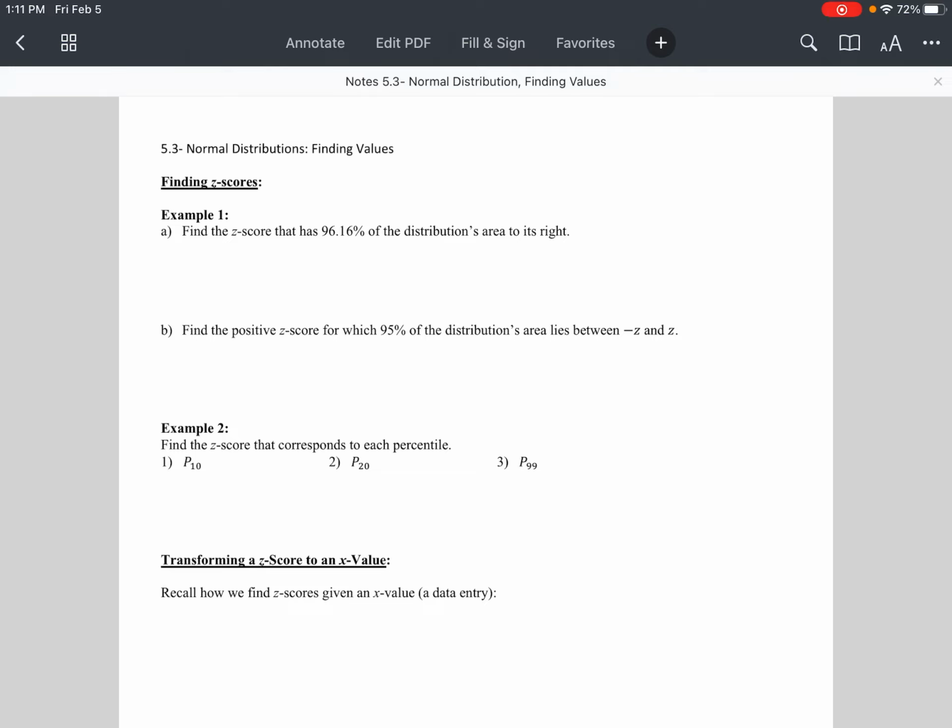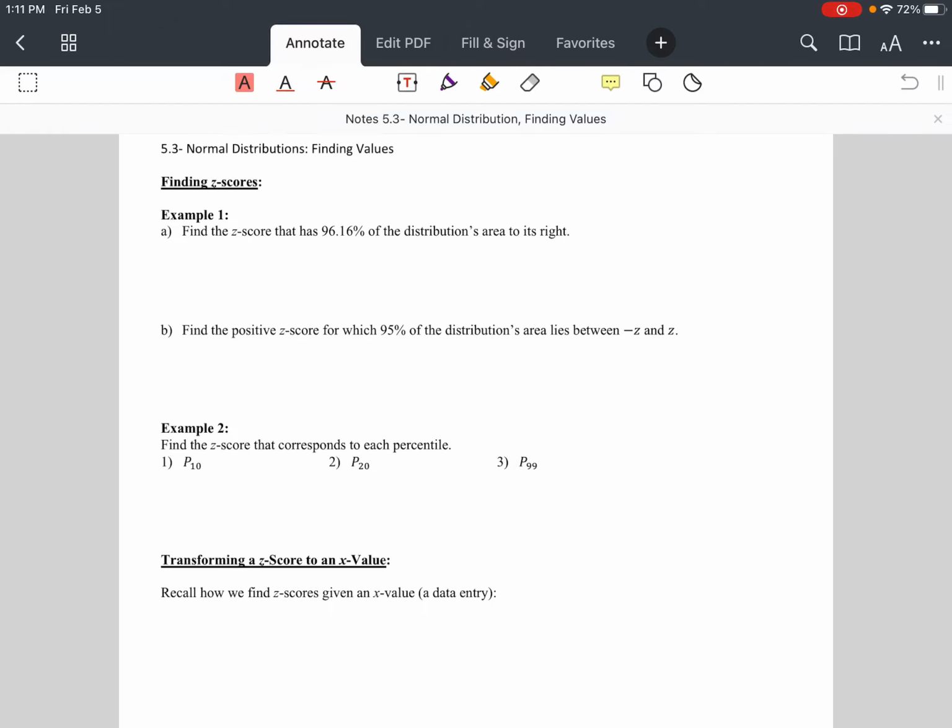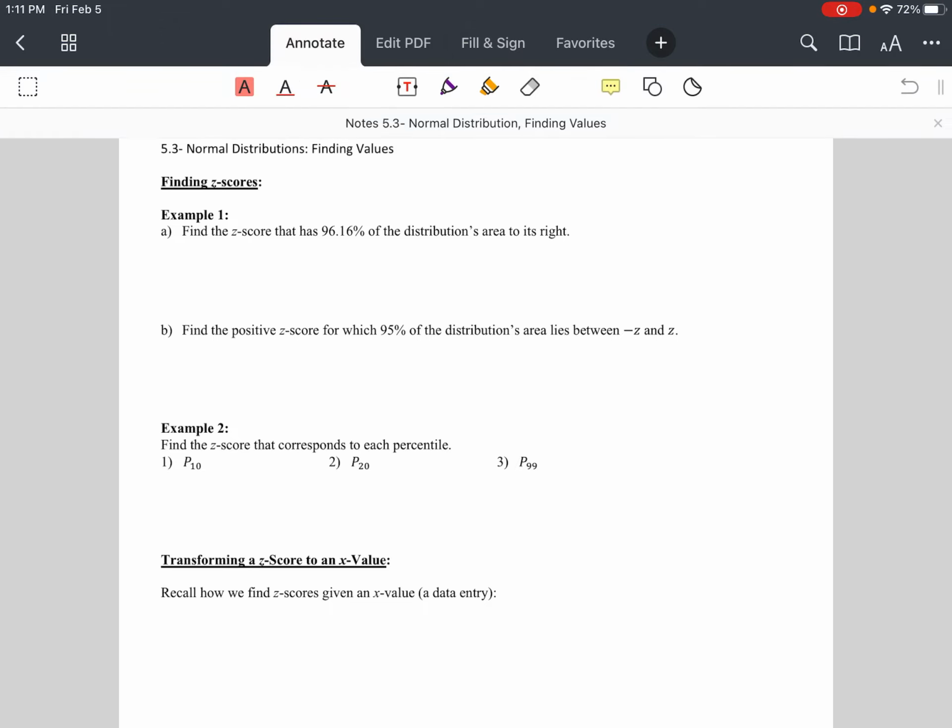All right, so in this section, we're going to be learning how to find values of x given the percentage of area underneath a curve. Okay, so we're going to start with an example. It says we want to find the z-score that has 96.16% of the distribution area to its right.